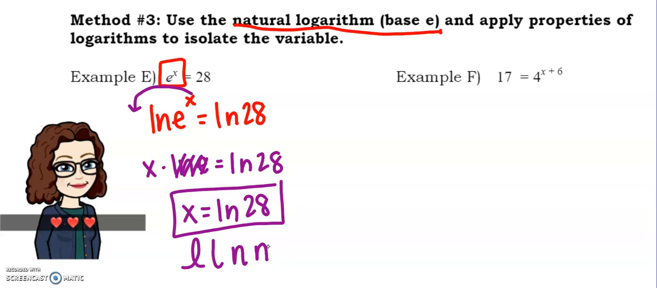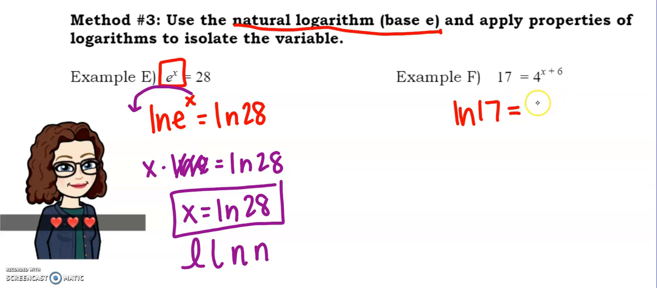Okay, so now this gets more interesting, because we're going to use a natural logarithm for method 3, but I don't have anything with e over here. So you're probably like, Ms. Schwartz, what? How would that possibly happen? Well, that's just it. The natural logarithm is so powerful that you can just take the natural log of both sides. And let's see what happens.